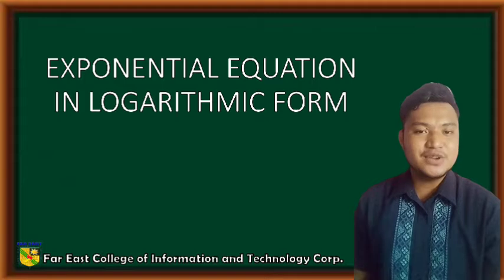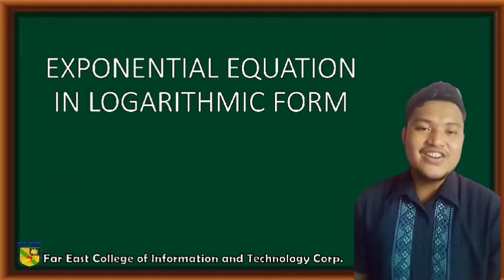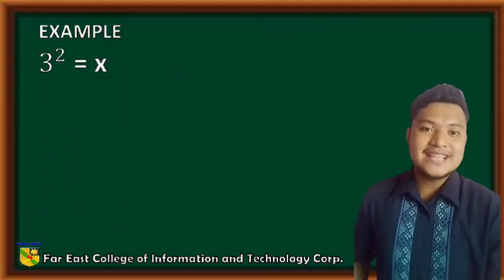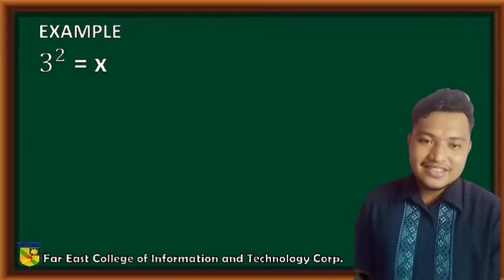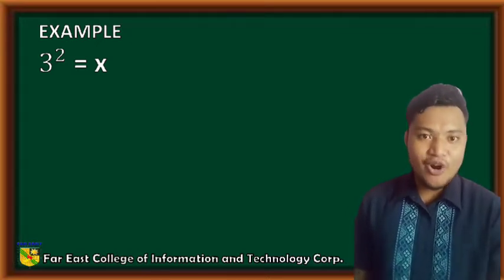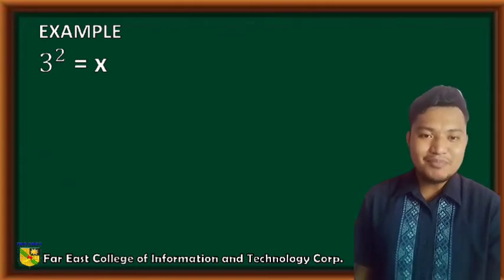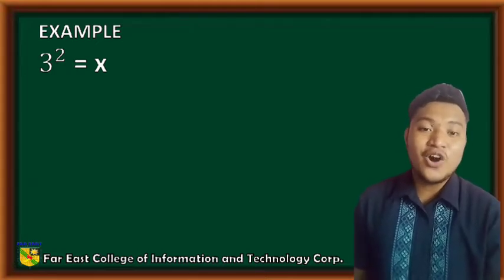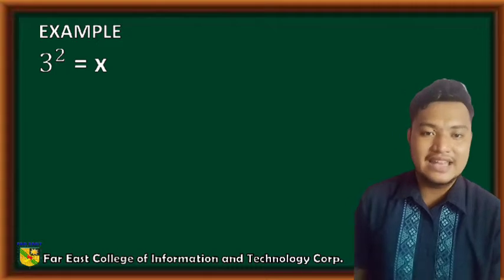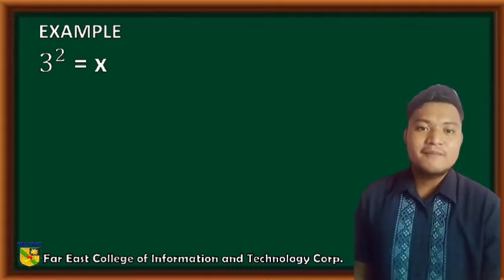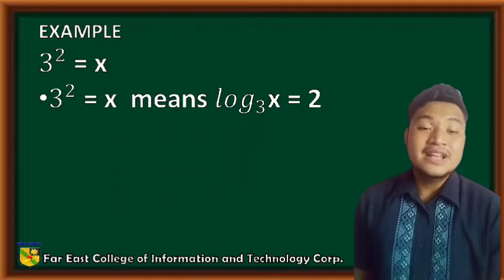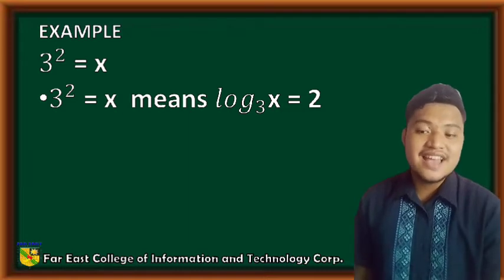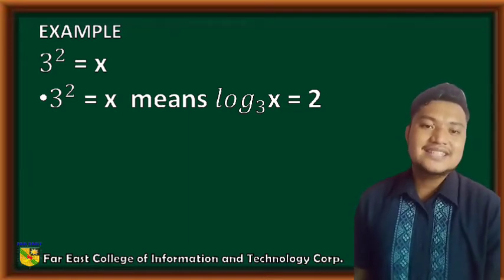Next is the exponential equation in logarithm form. I have here the examples. All of our examples are in exponential form. Here is the first example: 3 squared is equal to x. How are we going to transpose or convert it into a logarithmic form? 3 squared is equal to x means log base 3 of x is equal to 2.